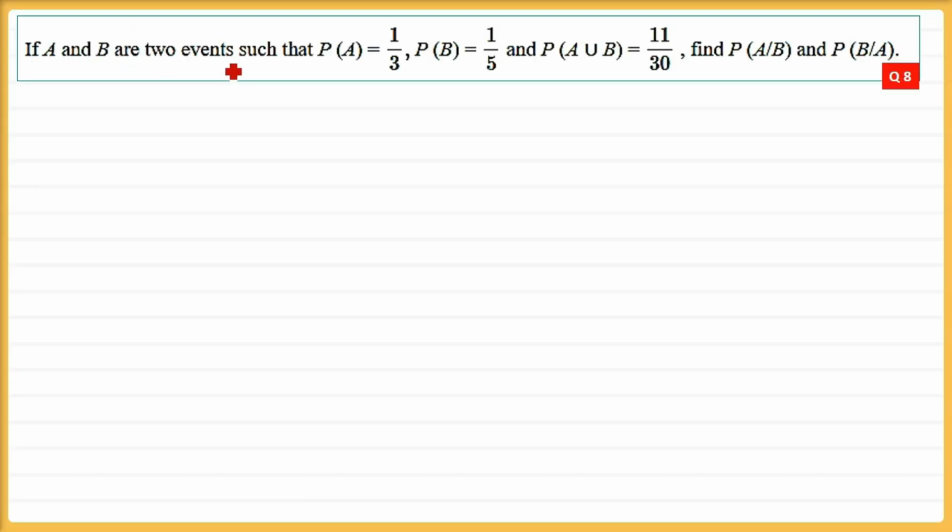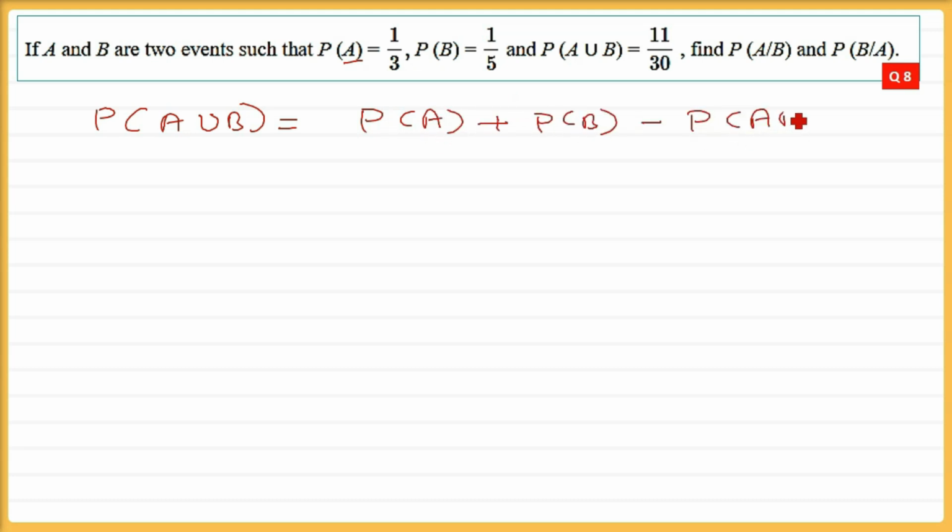Now in this question, A and B are two events such that P(A), the probability of event A, is 1 by 3, the probability of event B is 1 by 5, and P(A ∪ B) is 11 by 30. So we have to find out the probability of B if A is known. This formula for A union B is very important. P(A ∪ B) is P(A) plus P(B) minus P(A ∩ B). So P(A ∪ B) is already known, 11 by 30. P(A) is 1 by 3. P(B) is 1 by 5. And P(A ∩ B) has to be computed.